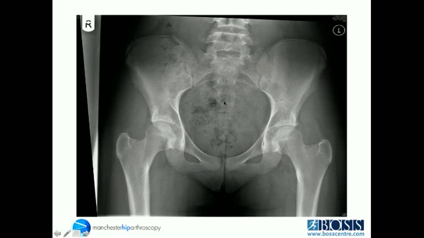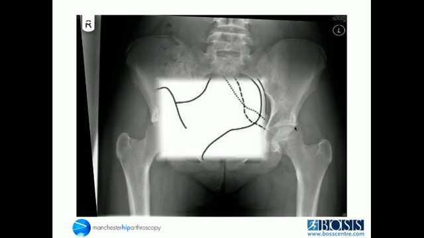So here's a plain x-ray of the hips in an immature patient. We can see the right hip and left hip, good joint space preservation. But if you look very carefully at the acetabulum, you can see that's the back wall of the acetabulum there, coming up here, and that's the front wall coming there, and they both meet and cross over at that point there. And this is indicative of a pincer impingement. They should actually meet right at the very top of the acetabulum.